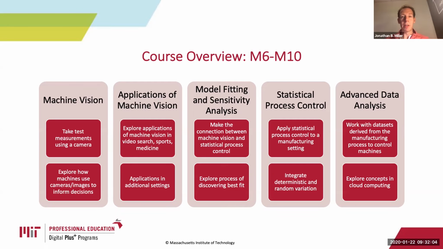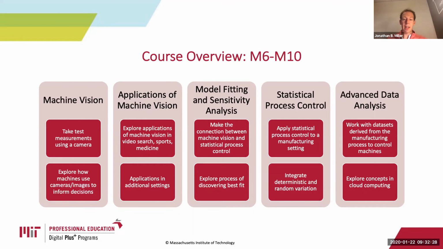When we complete the machine vision component, modules 6 and 7, then we're kind of teed up to be able to go into model fitting and sensitivity analysis. So we get back into some of the heavier lifting of data with this module, making that connection between the machine vision that we're just coming off from and getting ready for statistical process control, SPC.